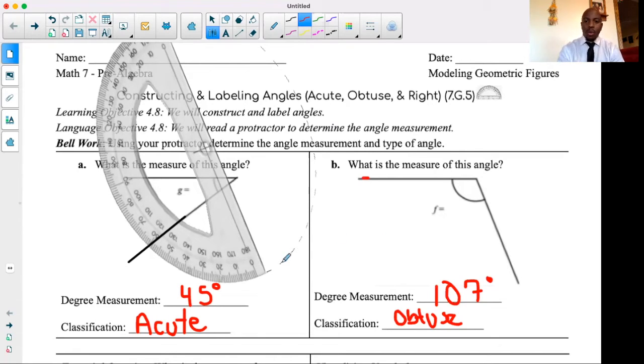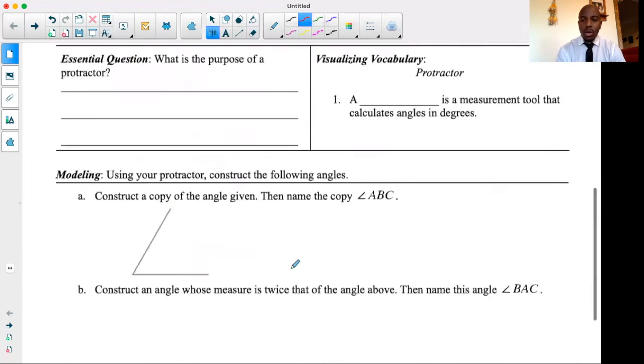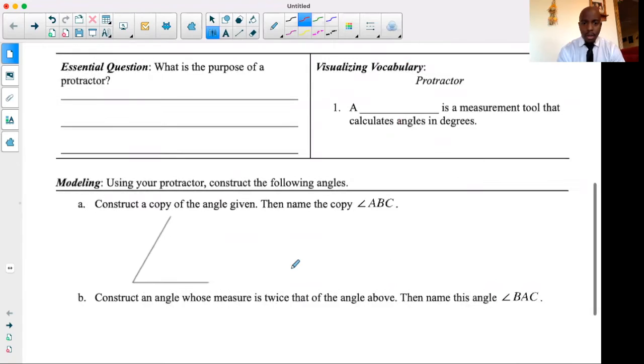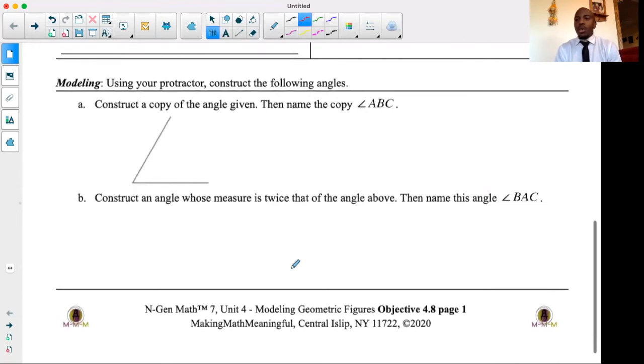Now, let's keep going with the worksheet because this is not what we're talking about. This is only the bell work. What are you having us do today, Mr. Weber? We're going to use the protractor and we're going to do something called constructions. Now, a construction means building, it means creating, it means making something, right? As you can see in bell work A, I'm asking you to construct a copy of this angle here. And I want you to name that angle ABC.